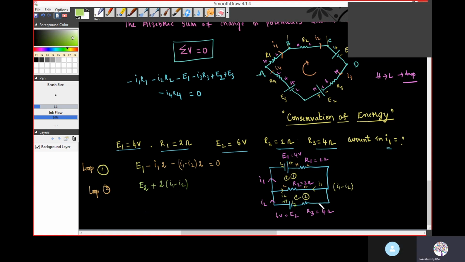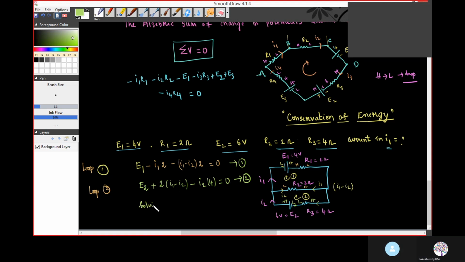Here now the current will flow like this. So this is high, this is low, so there is a drop in potential. So minus the current I2 and the resistance is 4 ohm, is equal to 0. You got equation 1, got equation 2. Okay, solve those equations.